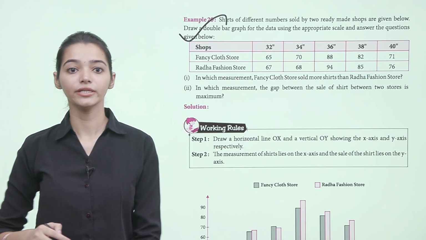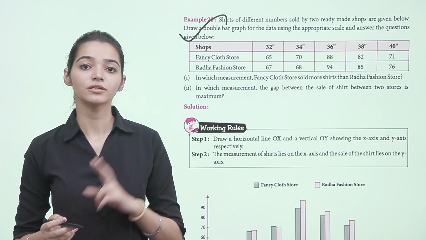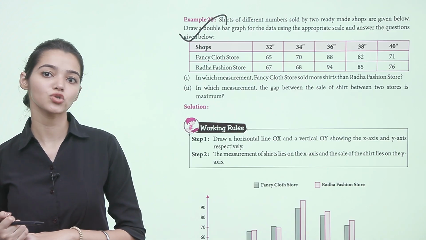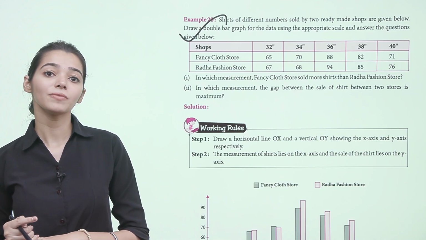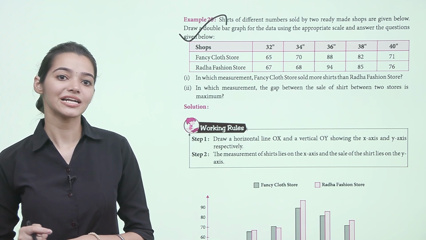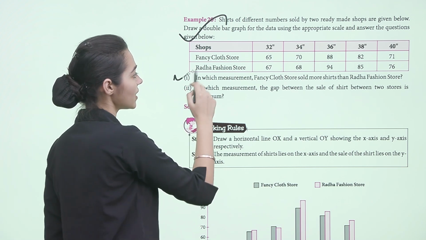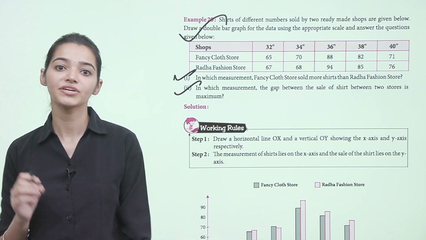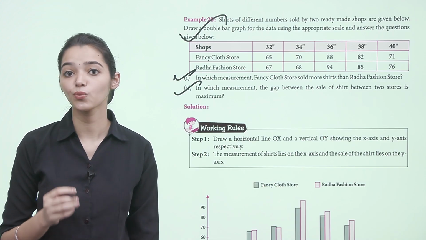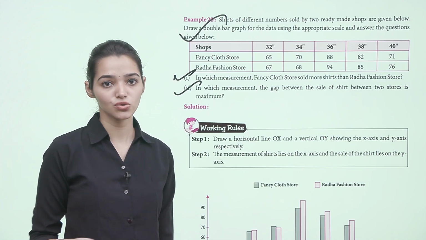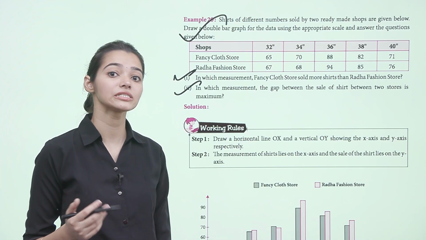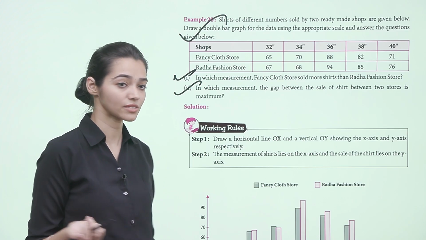In example number 20, we are given that shirts of different measurements sold by two ready-made shops are given below. We have to draw a bar graph for the data using an appropriate scale and answer the questions. In the first part, in which measurement does Fancy Clothes Store have more shirts sold than Radha Fashion Store, and in which measurement is the gap between the sale of shirts between the two stores maximum?